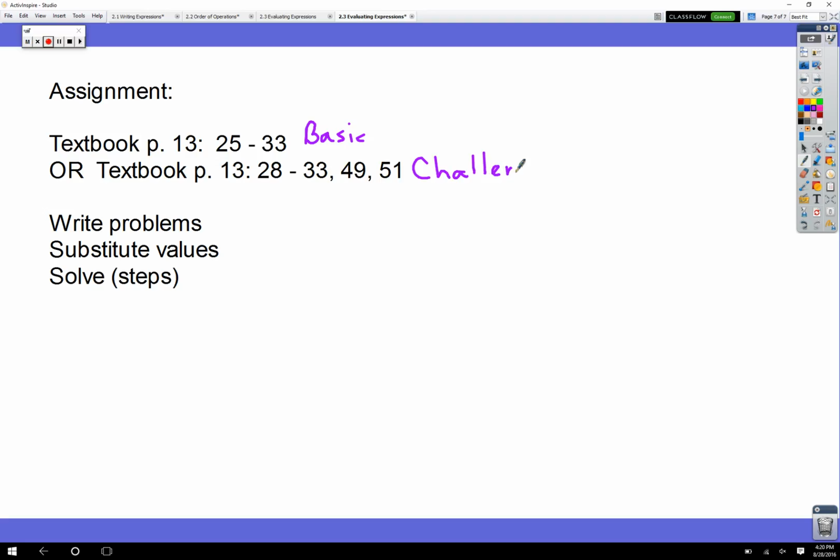If you are in Honors Algebra 1, you most certainly should be doing the challenge assignment. If you are not in Honors, you can choose either assignment that you want. So the challenge assignment has slightly fewer problems, but perhaps some more interesting problems. Make sure you follow the steps. You're going to write the problems, show me what it looks like when you substitute the values, and then solve using all of the steps in your order of operations.